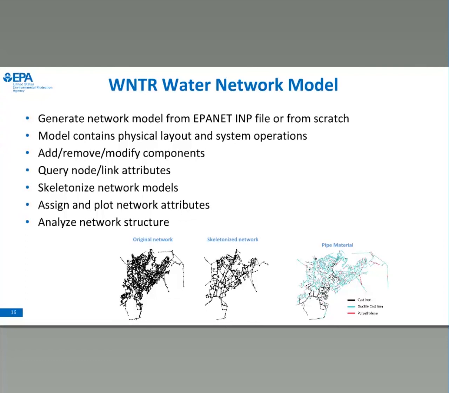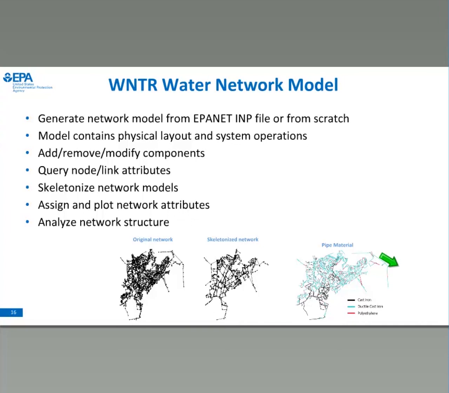You're able to add and remove and modify the components. So if you're looking at different scenarios, say, what happens if you took out this tank and how the system operates, you can remove the tank. Or if you maybe want to add a tank to see the effects of adding more storage into your system and how it would be more resilient or redundant in that case. Within WNTR, you're able to query the attributes of the different components, and so you can look at what are the pressure conditions at different locations or the actual flows in certain pipes themselves.